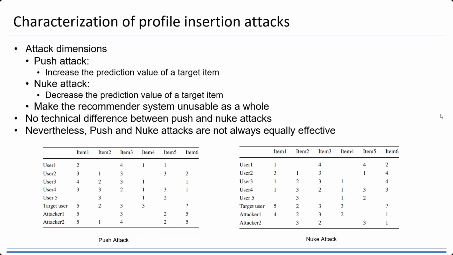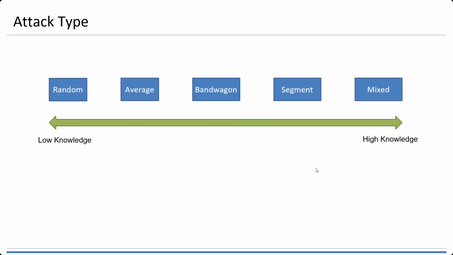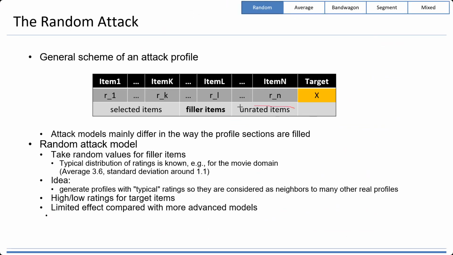And the target items are some unrated items that may affect this target. So the filler items are something we need to consider to make the similarity between users. Attack models mainly differ in the way the profile sections are filled. So this is the most important thing, how to choose the filler items. In the random attack model, we take random values for the filler items.